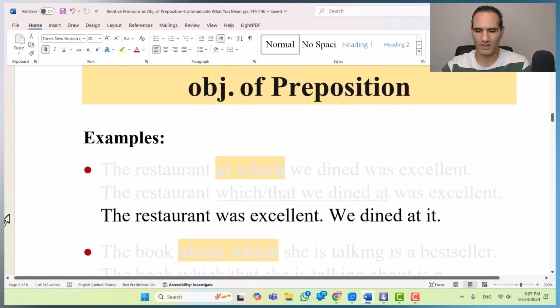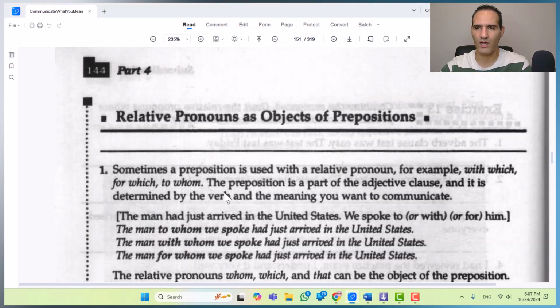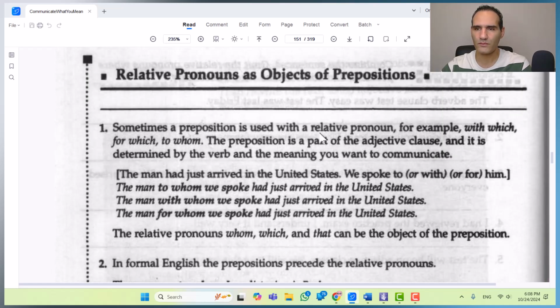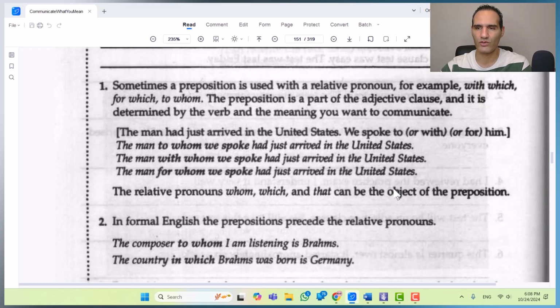So here I have some examples for you, but before that, I will tell you what generally this unit is about. Relative pronouns, if you remember, they are markers of the adjective clauses, like that, which, who, whom, and the others. Here, we want to put them in the position of object of preposition. How? Take a look at these examples. They are the examples like for whom, with whom, for which, to whom, in which, at which, any other preposition and relative pronoun in the examples that you will see here.